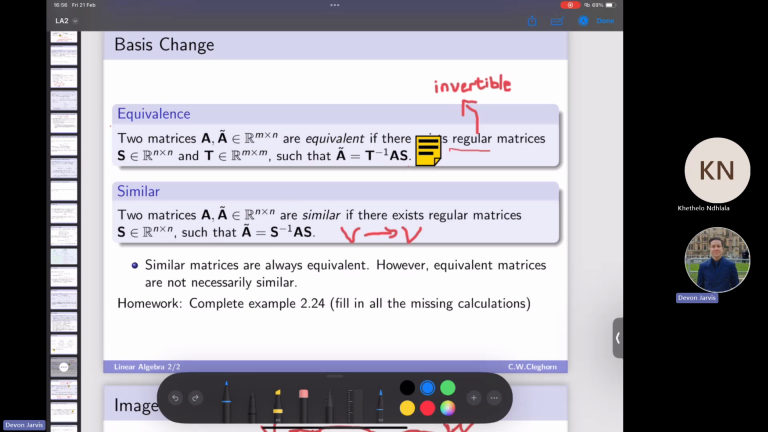With equivalence, does that mean that the basis can change? I mean, the dimensions can change? Yeah, exactly.